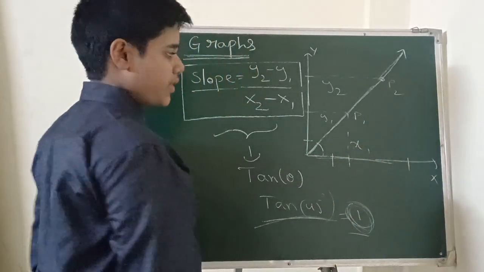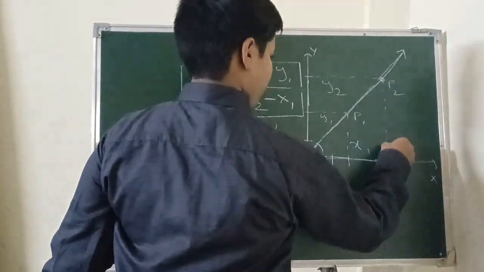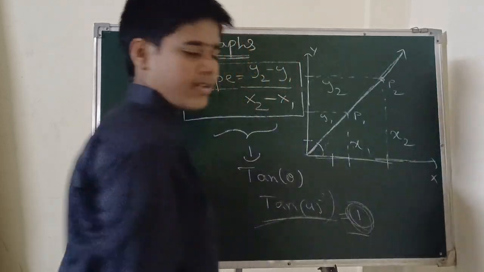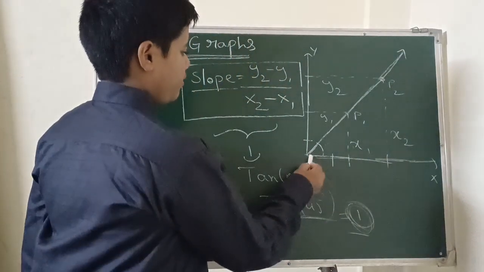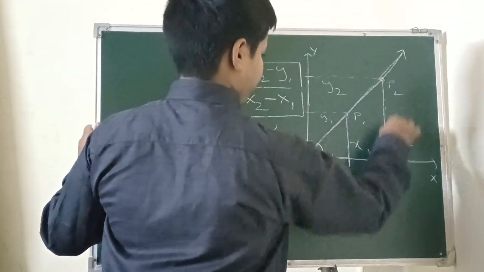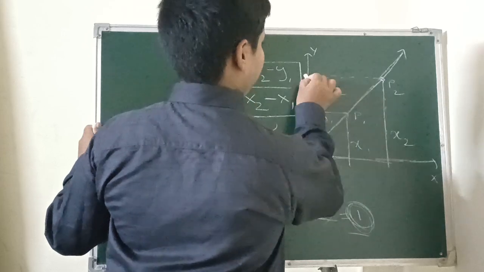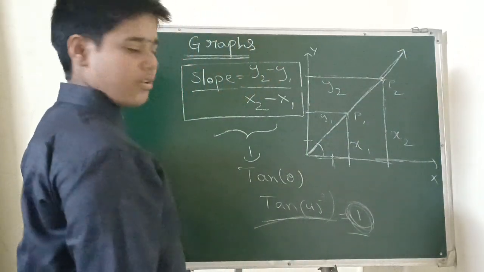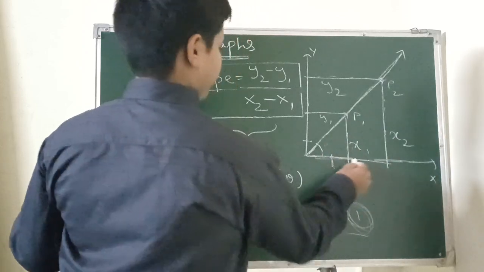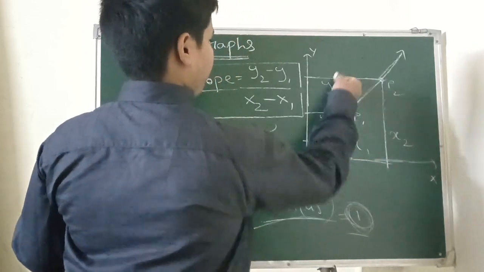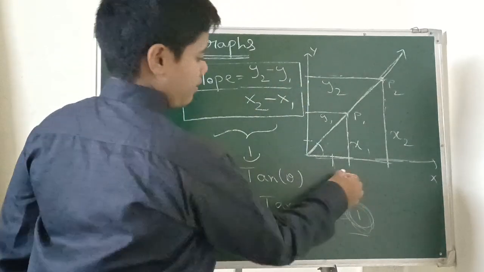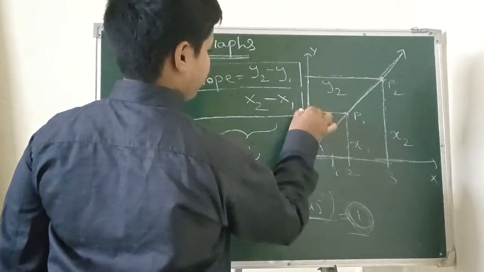And this is x1, and this is x2. Like this we can say that this is x1 and this is x2, and this is y1 and this is y2. So this is x1, x2, y1, y2. If we substitute these values in this given formula, for example, these are the numbers.